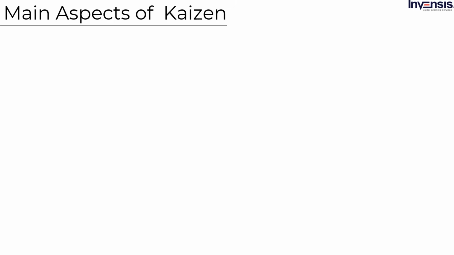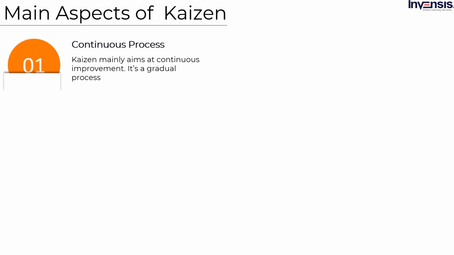Main aspects of Kaizen. As already you know, Kaizen means continuous improvement. It encourages small but continuous changes that can be seen as the day progresses. Kaizen is easy to start with, as it just requires little money, some common sense, and commitment from all employees. Now let us look into the main aspects of Kaizen. The first aspect is continuous process. Kaizen is a gradual and soft process. This mainly aims at continuous process improvement.